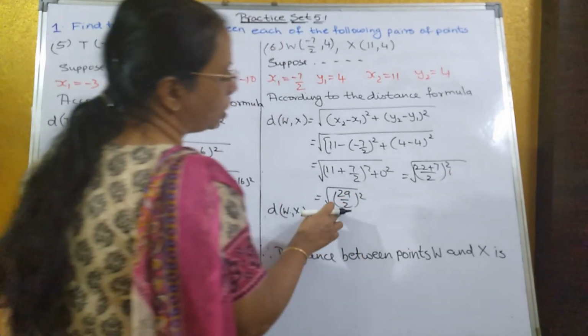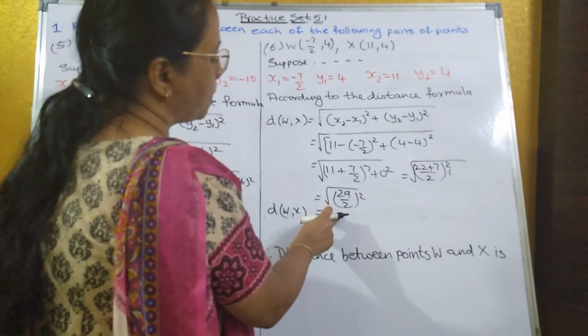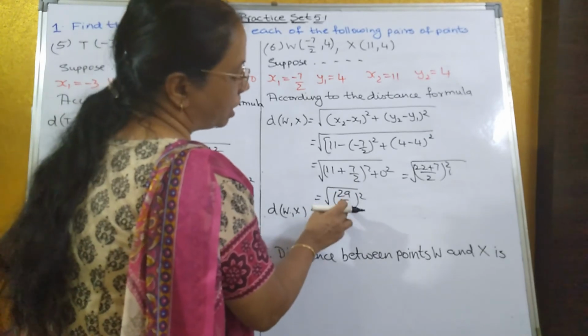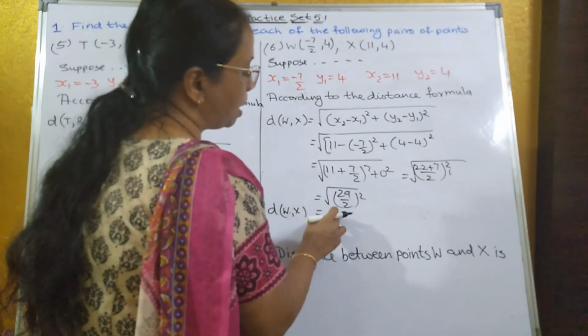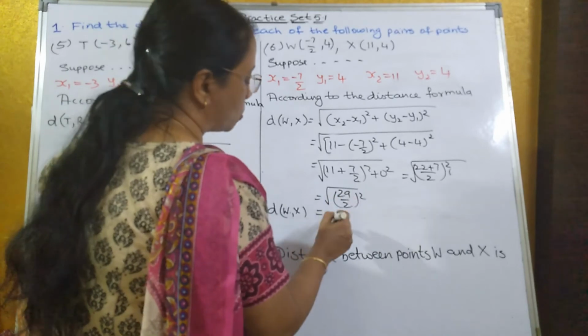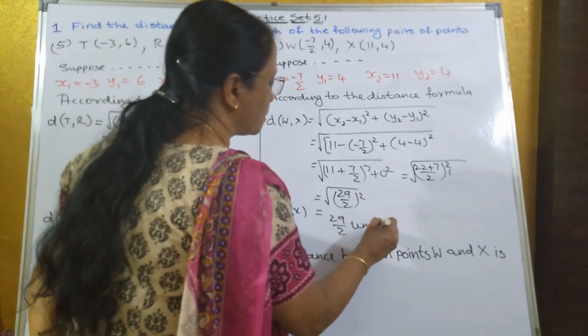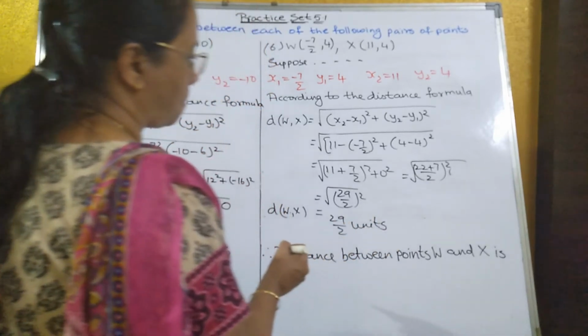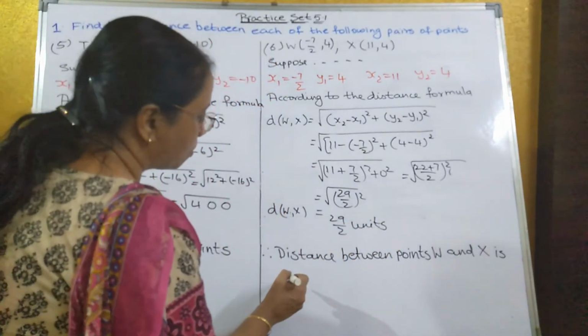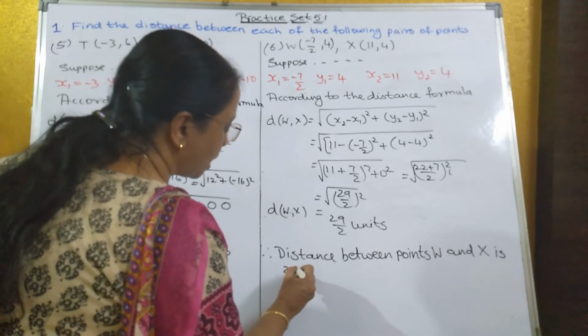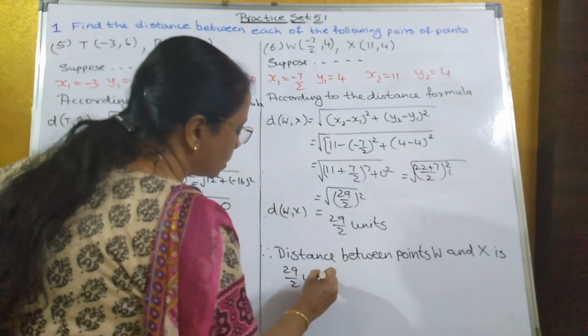Now since only one number is there, 29 upon 2 the whole square, it's same like sum number 3. So remove the square and the answer will be what? 29 upon 2 units. So distance between W and X is how much? 29 upon 2 units.